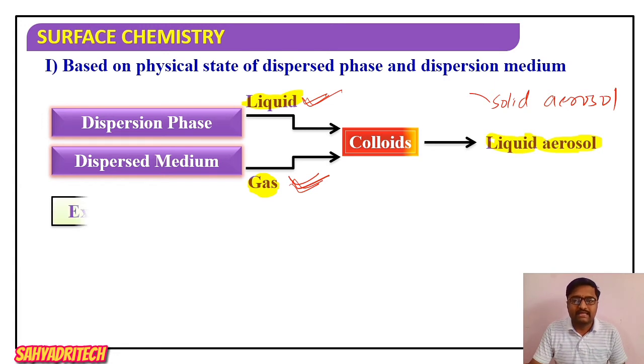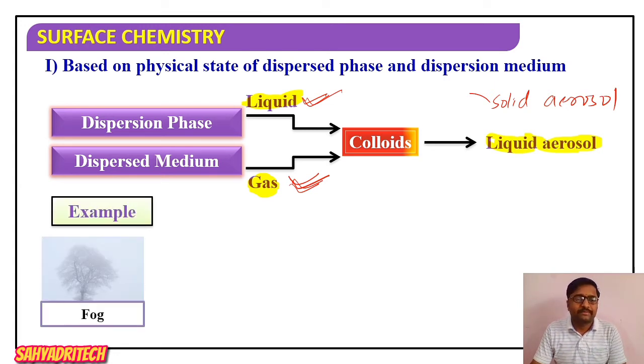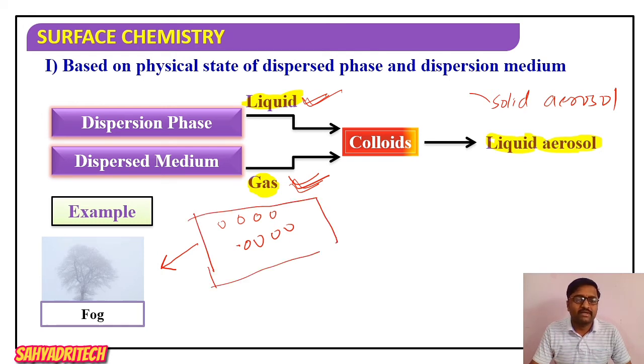Well, what are the examples? We have heard of fog. Early in the morning when you observe, there will be fog formation. That means moisture content, liquid droplets are dispersed in air. In the atmosphere layer, moisture droplets are dispersed in that air.